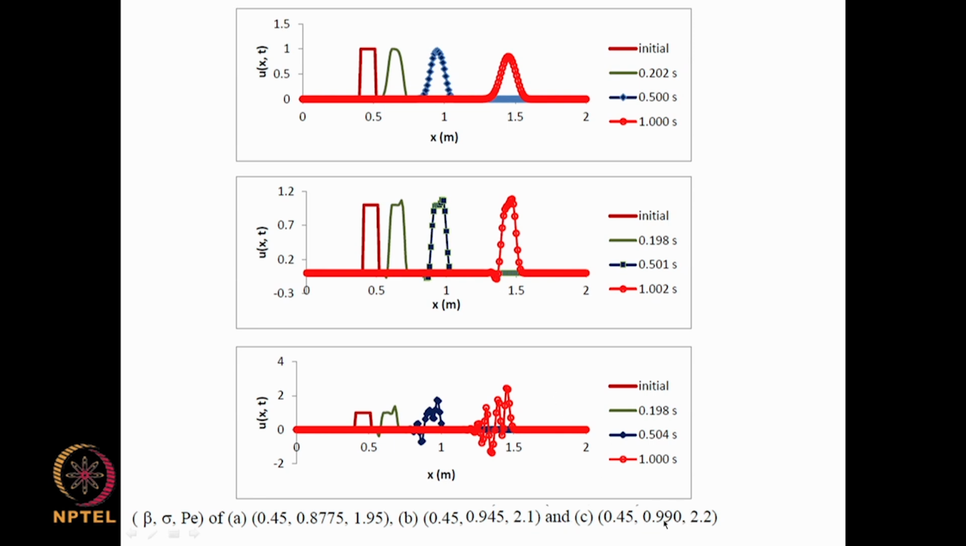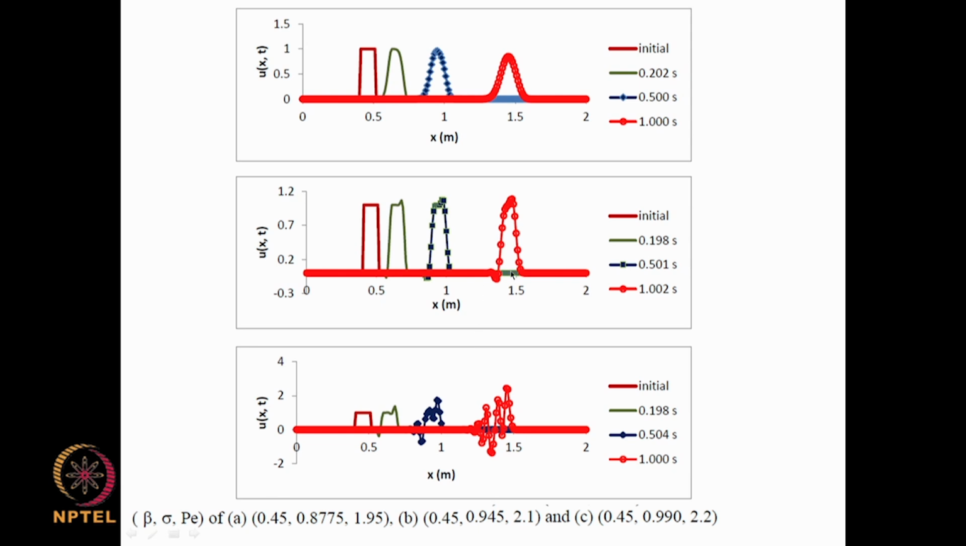When we choose a different value of sigma such that the Peclet number is greater than 2.2, we get an unstable solution. This is different from the previous one only in a small change in sigma from 0.945 to 0.99, which also changes the Peclet number from 2.1 to 2.2, and we get a truly unstable solution, whereas the earlier one is not unstable. So, we can clearly see the difference, and small changes in the value of sigma violating the sigma square less than 2 beta condition give rise to unstable solutions.